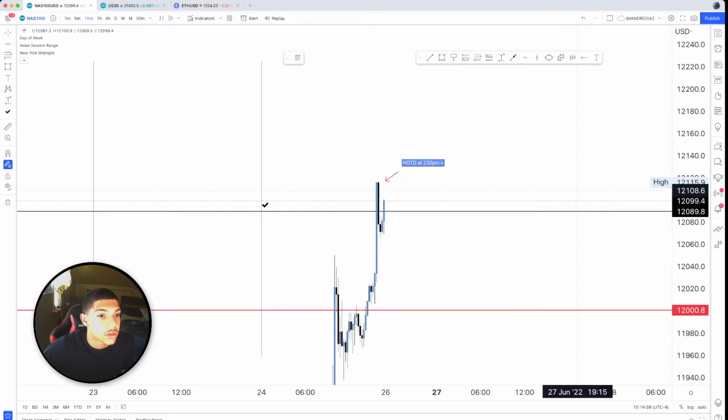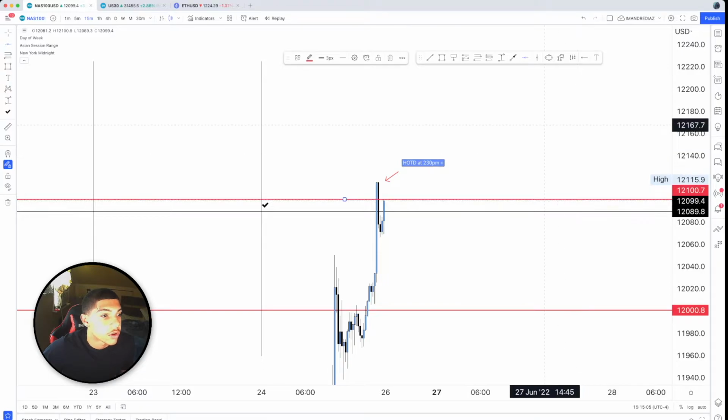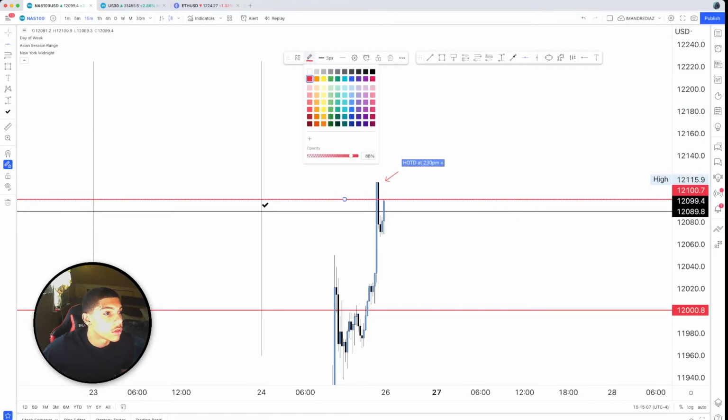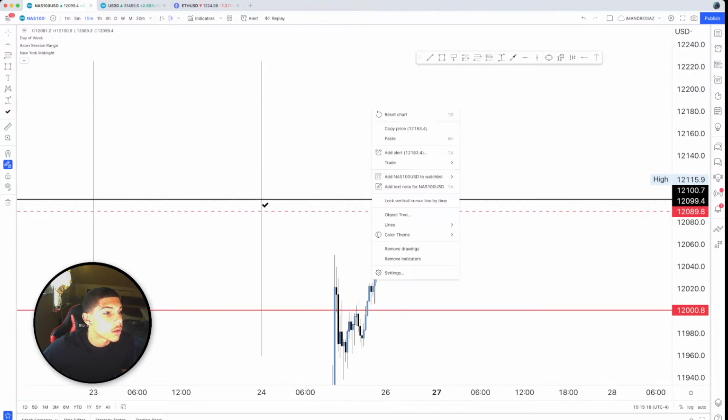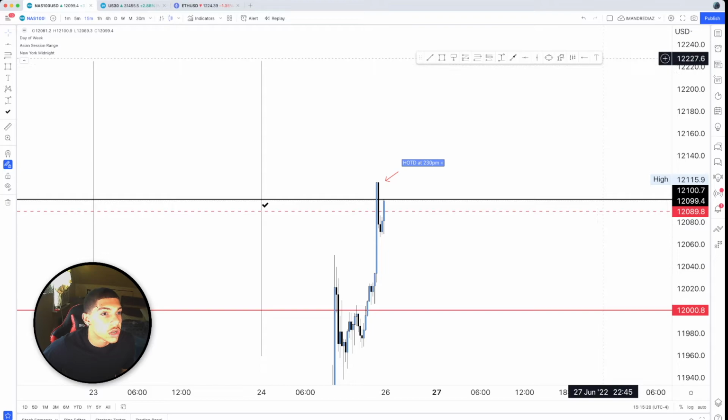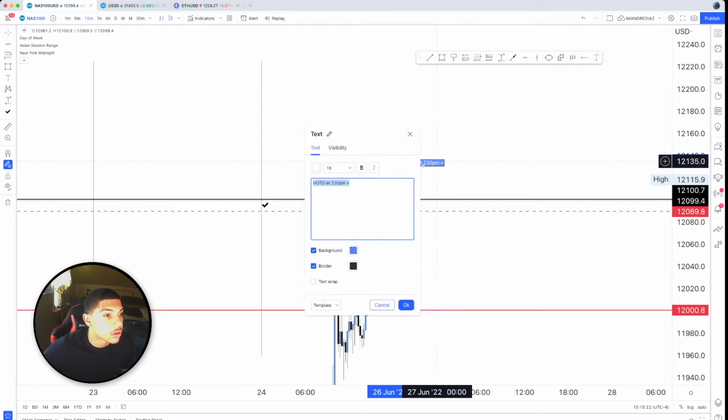You see we ended up closing around this 12,100 area right in there. And just for this, I'm gonna make that black, and I'm gonna change this right here to red, just like that. So now we have that high of the day at 2:30 p.m.